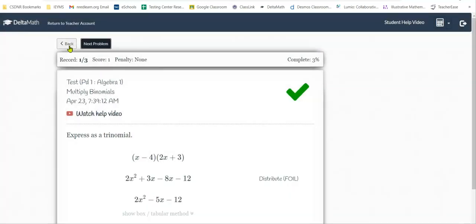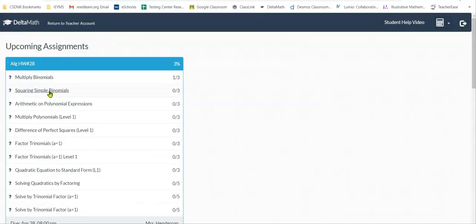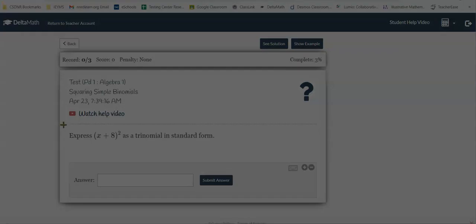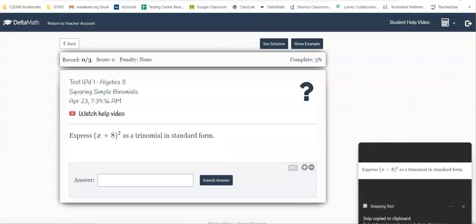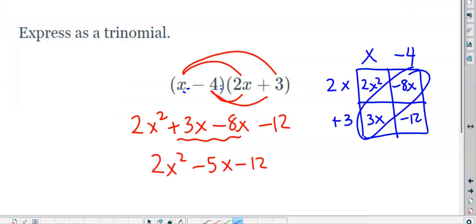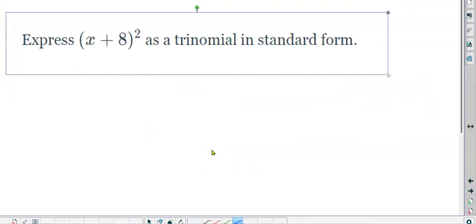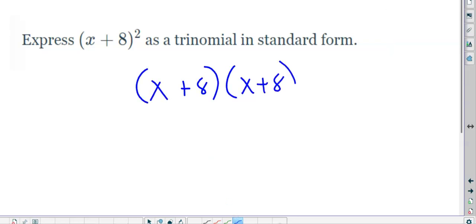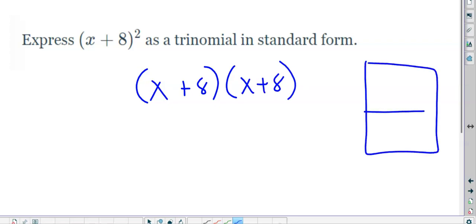Okay, I'm going to go to a different topic now, squaring simple binomials. Now with this one, you can expand it out, right? And you could use the box method. You could also use the foiling technique. So here we go. You could expand it out like this, x plus 8 times x plus 8. You could use the box method, x plus 8, x plus 8.